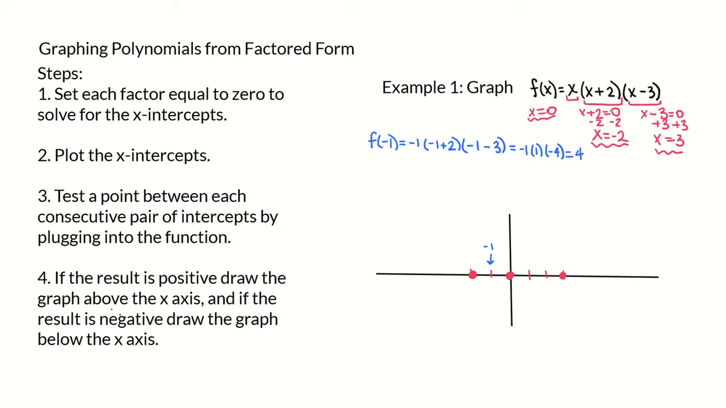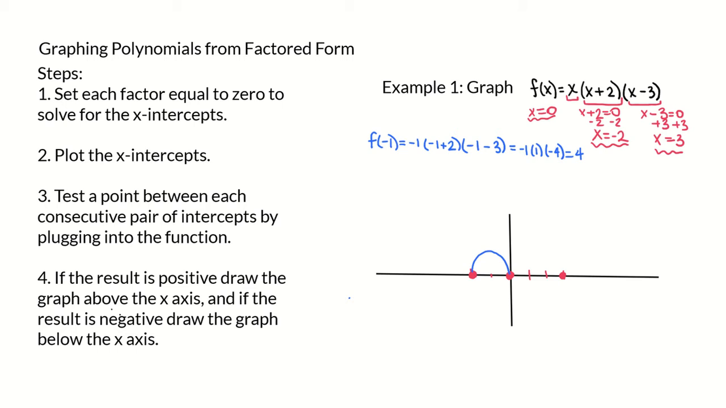So step 4, if that result is positive, we're going to draw the graph above the x-axis, and if the result is negative, we draw the graph below the x-axis. Since the result of plugging in negative 1 is 4, a positive number, we'll draw this part of the graph above the x-axis between negative 2 and 0 on the x-intercepts.